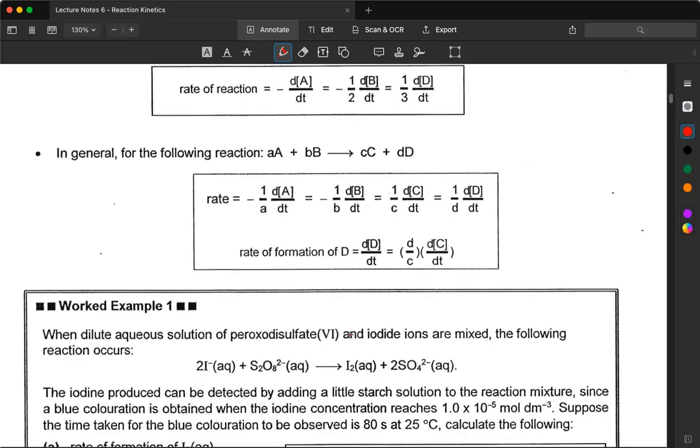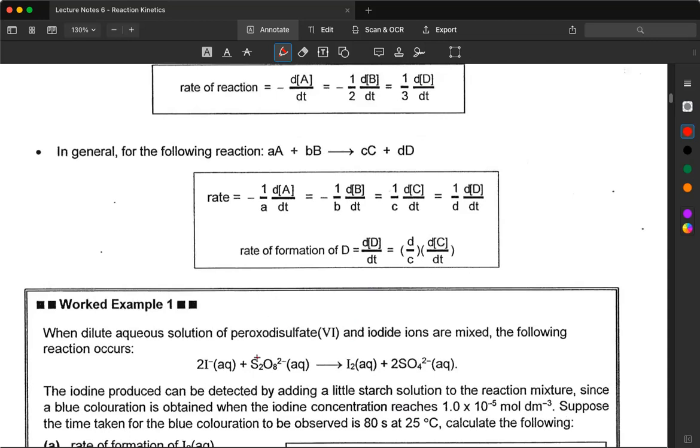Now let's look at a word example. When dilute aqueous solution of peroxydisulfate and iodide ions are mixed, the reaction occurs.